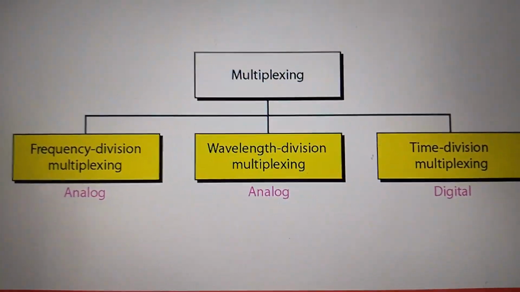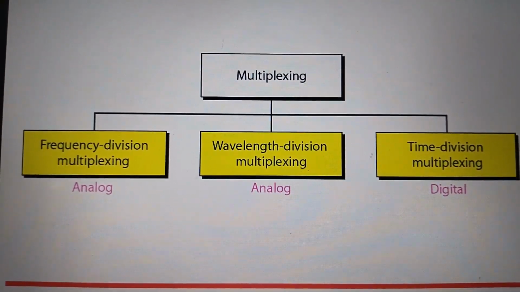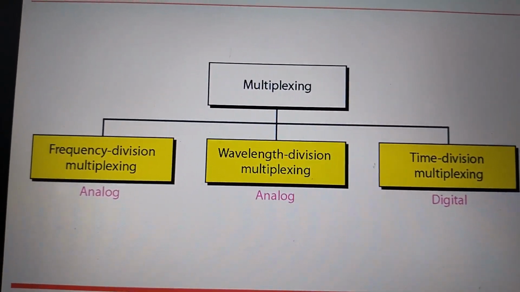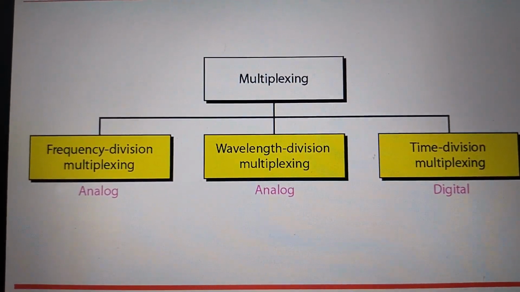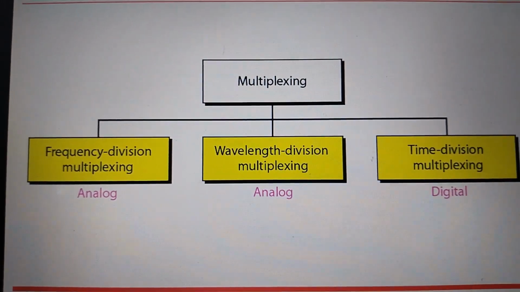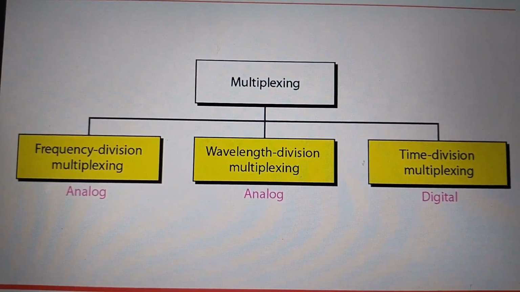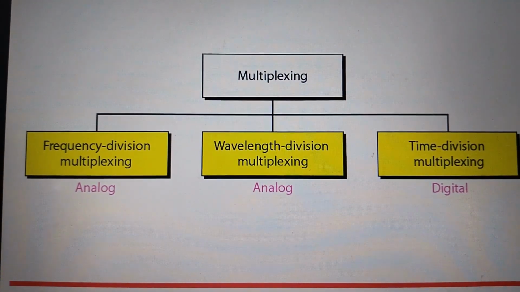Now, multiplexing is classified into several methods. The first is frequency division multiplexing, then wavelength division multiplexing, and the time division multiplexing. The first two, frequency division multiplexing as well as wavelength division multiplexing, are used for analog signals, and time division multiplexing is used for digital signals. We will see them one by one.